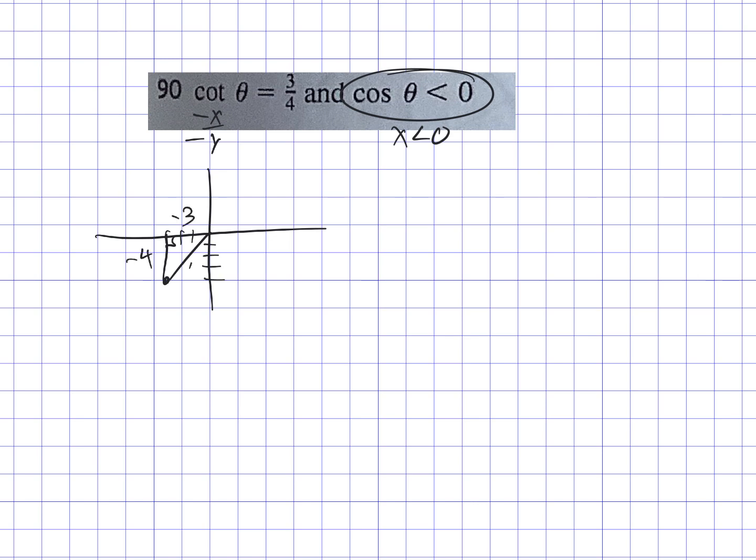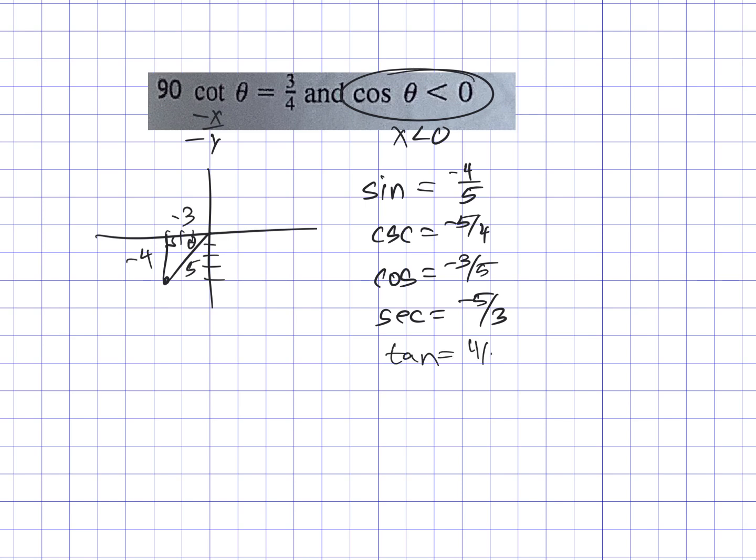And again, it's a 3, 4, 5 triangle. Radius and hypotenuse are always positive, so the sine is the opposite, sine of theta, opposite leg over hypotenuse. So the cosecant is the reciprocal, and the cosine is going to be the adjacent leg over the hypotenuse, and the secant is going to be the reciprocal. And we already have the cotangent, so the tangent is 4/3, and the cotangent is our given 3/4.